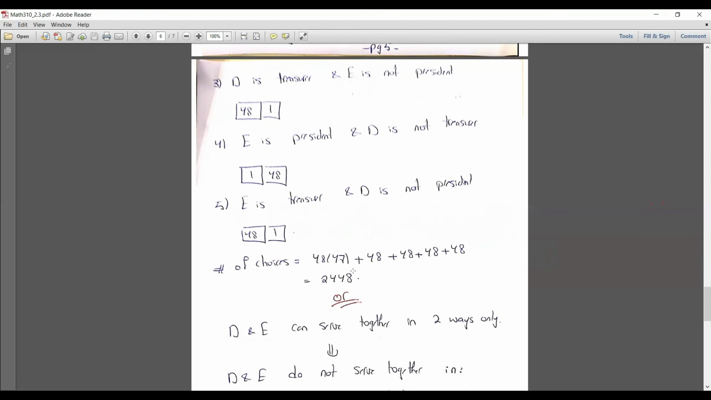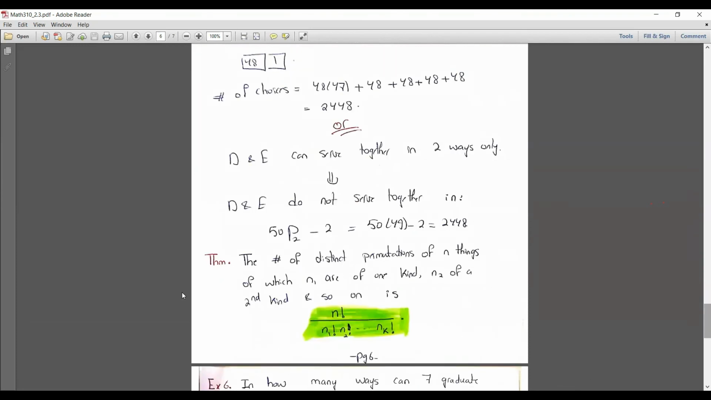But there is an easier method. We can check when can D and E serve together. D and E can serve together just in 2 ways only. Either D is president and E treasurer, or D is treasurer and E president. So for them not to be serving together, it's all the outcomes minus what? Minus when they are serving together, and we're going to get the same answer.